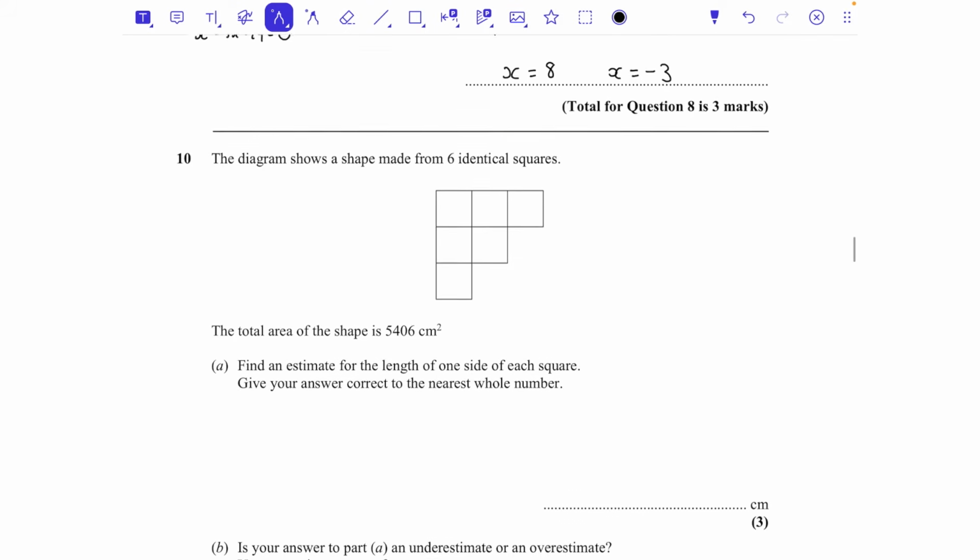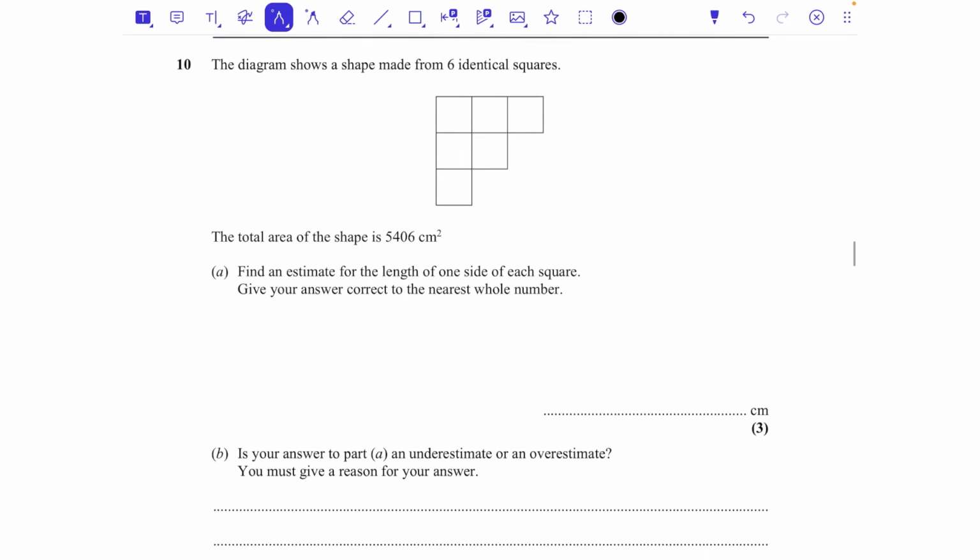Question number 10. The diagram shows a shape made from 6 identical squares. The total area of the shape is 5,406. Find an estimate for the length of one side of each square. Now, if we're estimating on the non-calculator paper, we're going to round to one significant figure. However, on this question, I know that the first step I'm going to do is to divide by 6. So I'm actually going to round this to 5,400 because that's in the 6 times table.